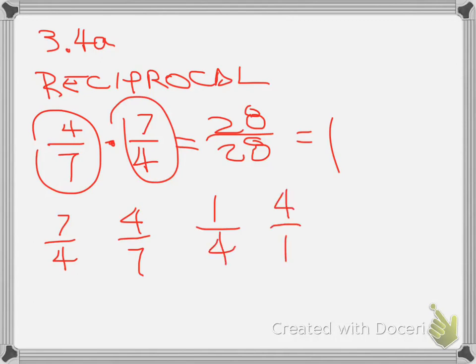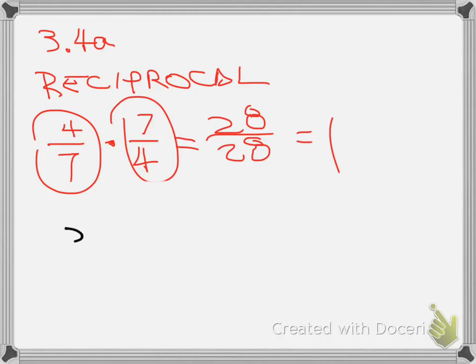If I have the number, let's erase some of this stuff. If I have the number 3, that is actually 3 over 1, so the reciprocal is 1 over 3. Okay? So that's all a reciprocal is. And let's continue on as far as what we're talking about when we're dividing fractions, because that's what this section is for the most part about, how to divide fractions.